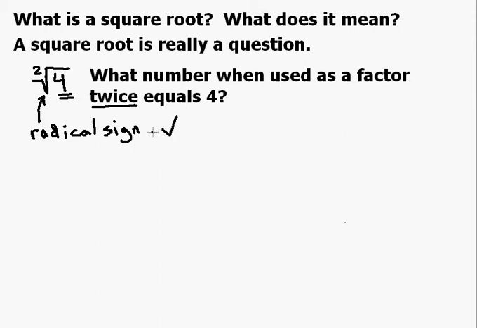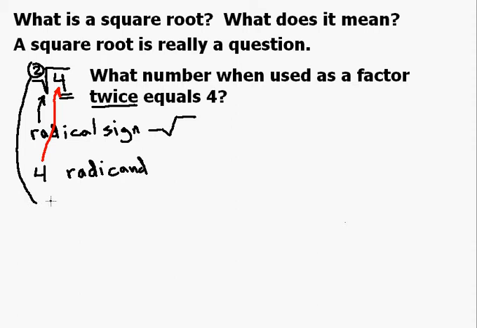Usually you make a check and put 2 tails on it. There's the radical sign. The number inside, this number right here, so the 4, is what we call the radicand. And then finally, the number that is outside, this number right here, is called the root. So the little 2 is called the root.